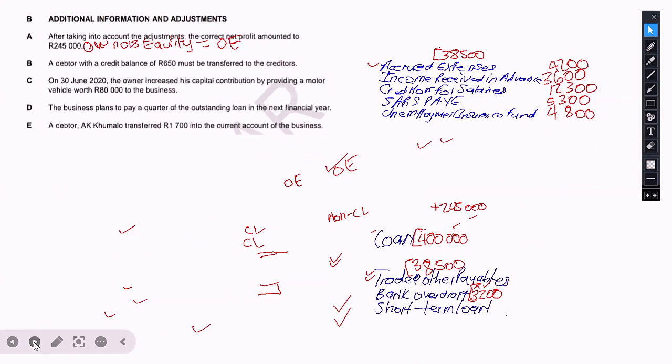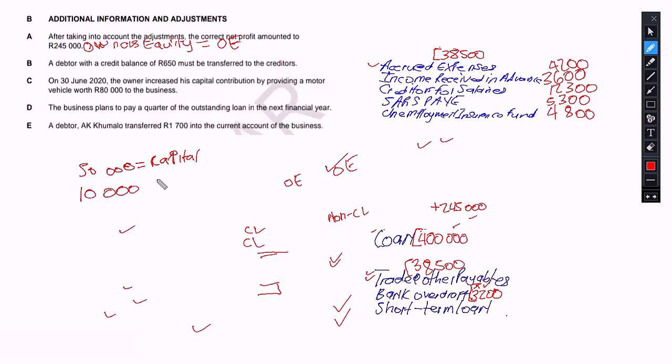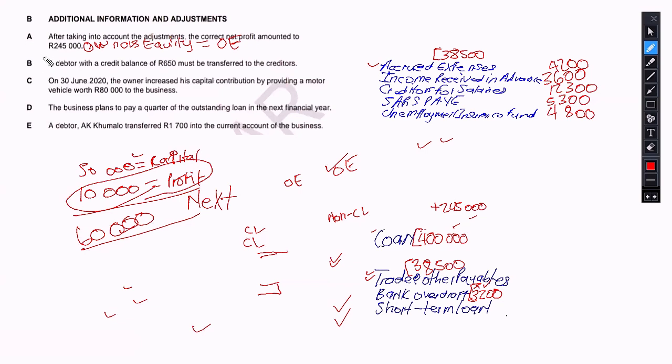Remember, capital is money to start a business. So whenever you made a profit, let us say you invested 50,000, so this 50,000 was your capital. Then you made 10,000 throughout the year. That 10,000 is your profit, meaning your balance for the next year will be 60,000. That is why I'm saying this profit you will add to your capital. That is why we added that 245,000 under capital.